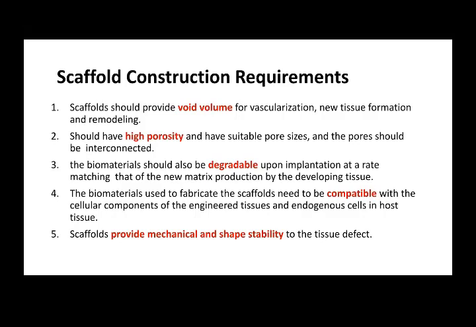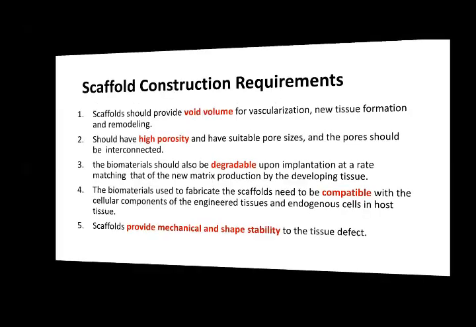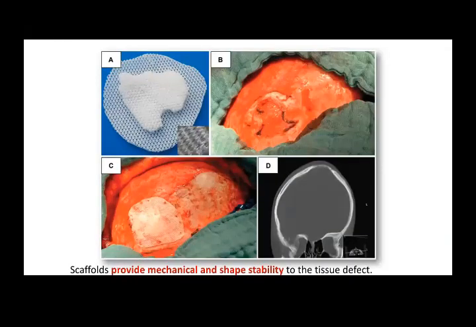These are the construction requirements of the scaffold. Okay, it should be degradable, compatible, mechanically support the stability, highly porous, and have void volume for vascularization, further tissue formation, and then remodeling as well. All right, we have further examples of the scaffolds that provide mechanical and shape stability to the tissue defects. This is a scaffold that can be applied superficially and adheres to the skin and promotes the healing.